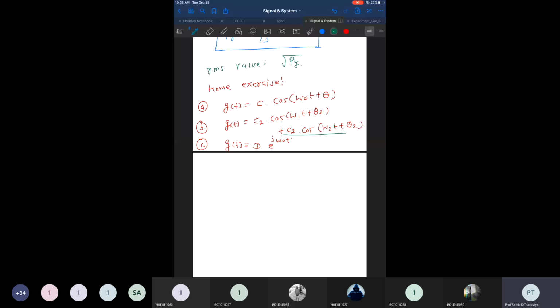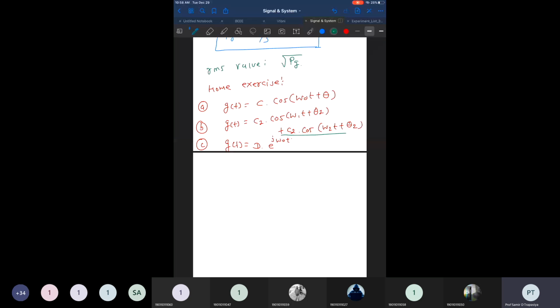You can note down here. We will stop for 1 minute, so you can note down this, and then we will go with some very useful properties of the signal. Okay, I hope you solve these examples at your home.